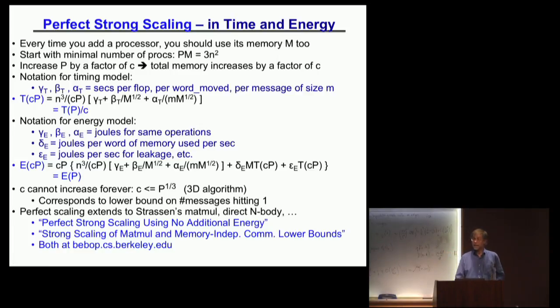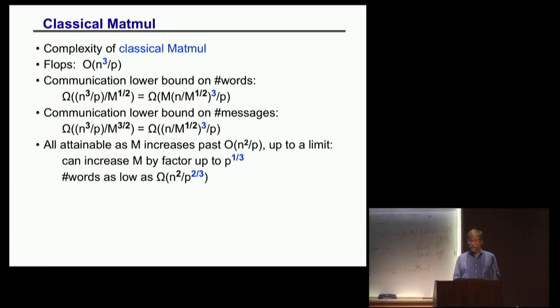And this perfect strong scaling isn't just for matrix multiply, it works for Strassen, direct n-body, and all sorts of other things too. And there are some papers on this. Okay, so let me just summarize this so I can compare it all to Strassen. So I'm just going to have a 2-slide summary of Strassen.